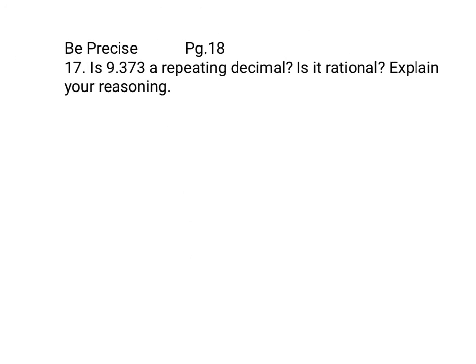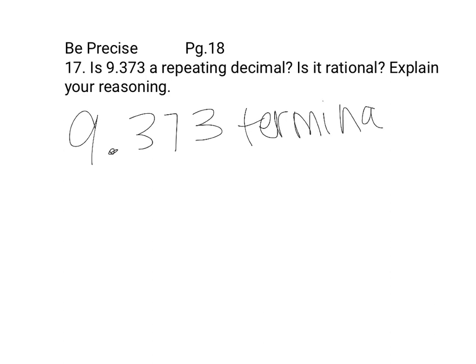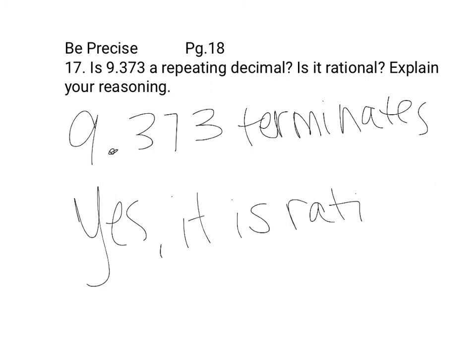Okay, number 17. Is 9.373 a repeating decimal? Is it rational? Explain your reasoning. So is it repeating? Does it repeat? 9.373. It comes to a stop. Stop means terminate. Therefore, it does not repeat. It terminates. Okay? Is it rational? Well, we know rational numbers repeat or terminate. So if it terminates, then yes, it is rational.